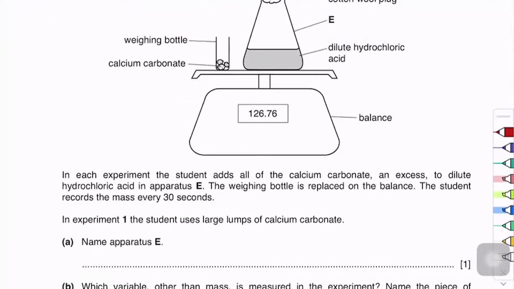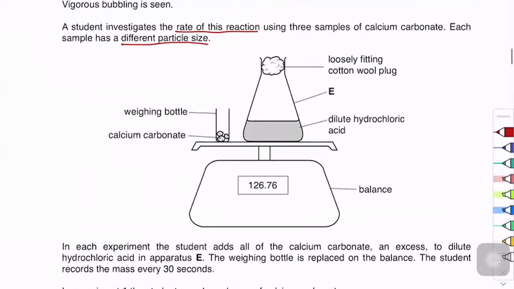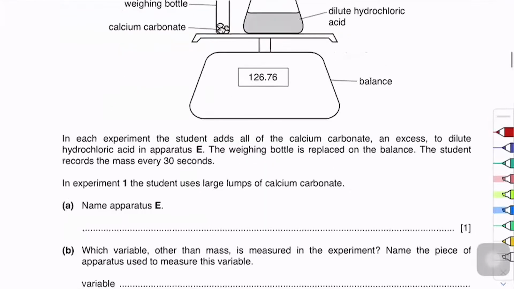In each experiment, the student adds all the calcium carbonate in excess, which means calcium carbonate is in excess. It's the HCl which is going to determine how much of the reaction happens and how fast. So I need to make sure that HCl is of the same concentration. Dilute HCl in apparatus E. Apparatus E, that is a conical flask. We know conical flask is used for mixing, and this one is a conical flask. That's my next question here. So it's a conical flask.